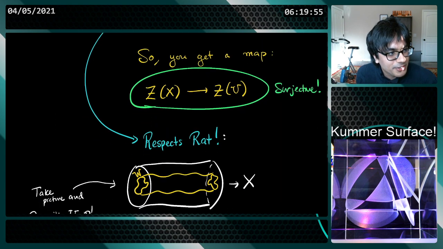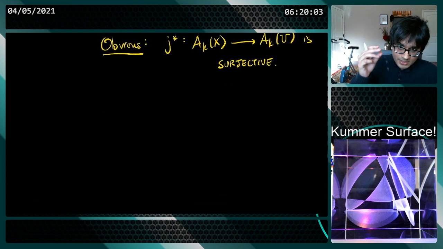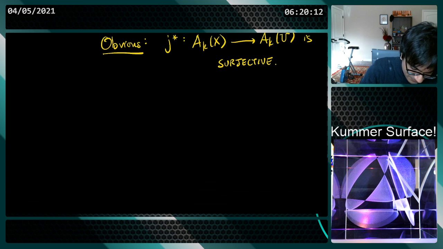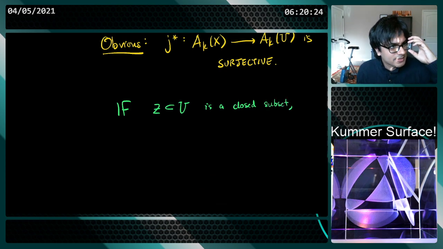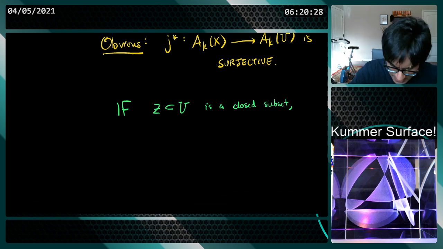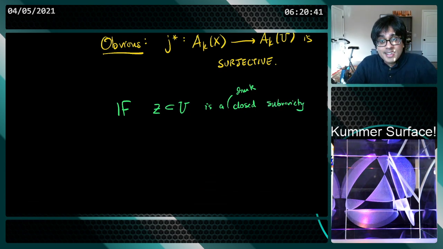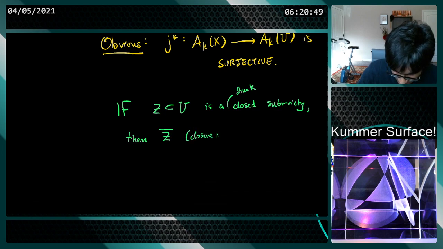And that's because there's something that you can do when you have a closed subset. If you have a cycle on U, if you have a subvariety of U, you can immediately upgrade it to a subvariety of X. If you've got a closed subvariety inside of U of dimension K, then you can just take its closure. The closure in X is a dimension K subvariety.